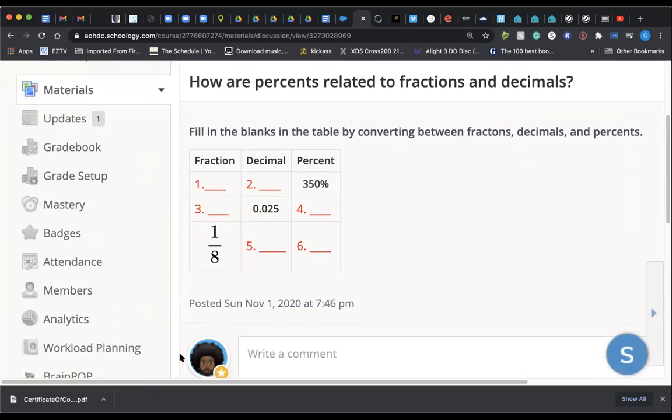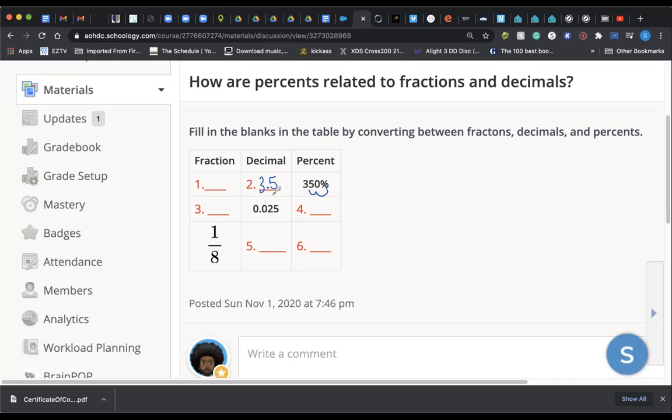Okay, so if I have 350%, how do I turn that into a decimal? Move it over 2 places. Which direction? To the left or right? To the left. Very good. So to turn a percent into a decimal, I always go to the left, right? So it's 3.5.